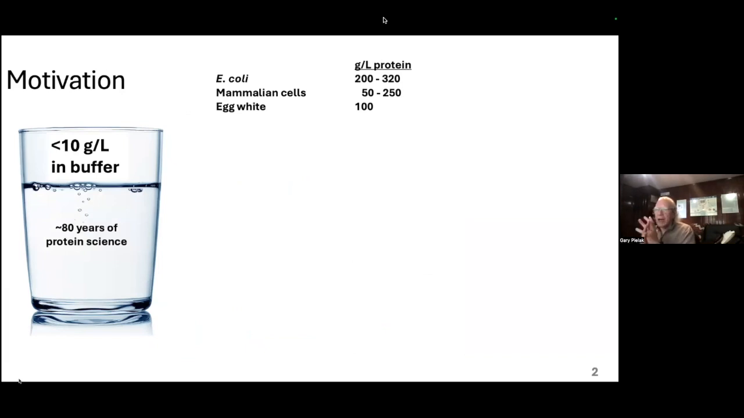So why would we want to study this? For over 80 years, most of protein science has been done in buffer alone. That is, the solutes and co-solutes are less than 10 grams per liter. But cells are crowded. The concentration of protein in the bacterium E. coli is somewhere between 200 and 320 grams per liter. Now, mammalian cells it's less, but it's still high. For instance, if you ate an egg this morning, the concentration of protein in that egg was about 100 grams per liter.